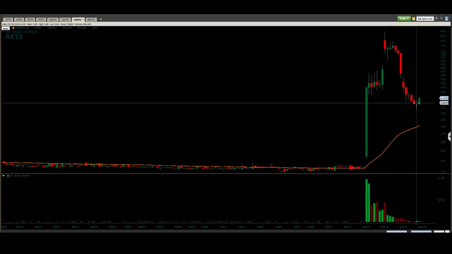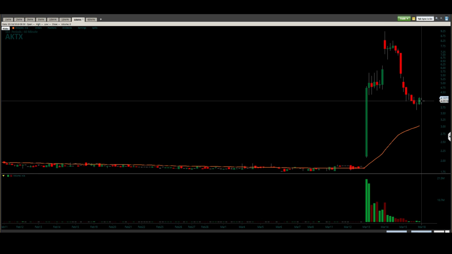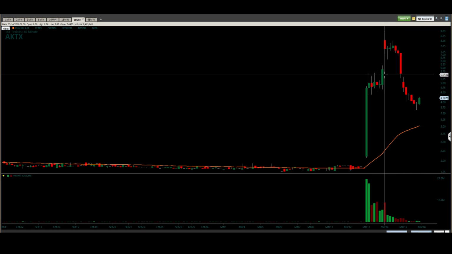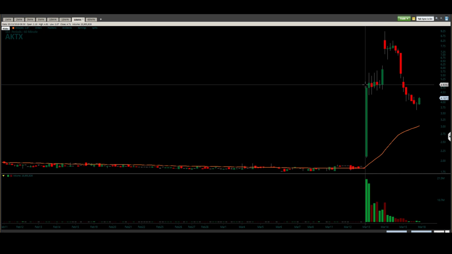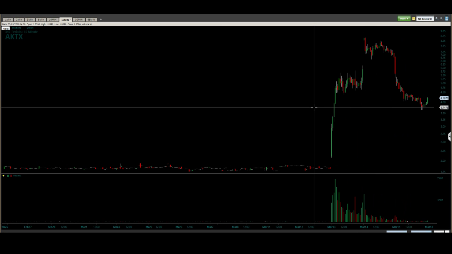Never mind what it did all the way over here. This is the backside of the move. What I want to focus on and do technical analysis on in this video is this move right here. How did the stock move when it was trading in this range? Zoom in on the 15-minute.